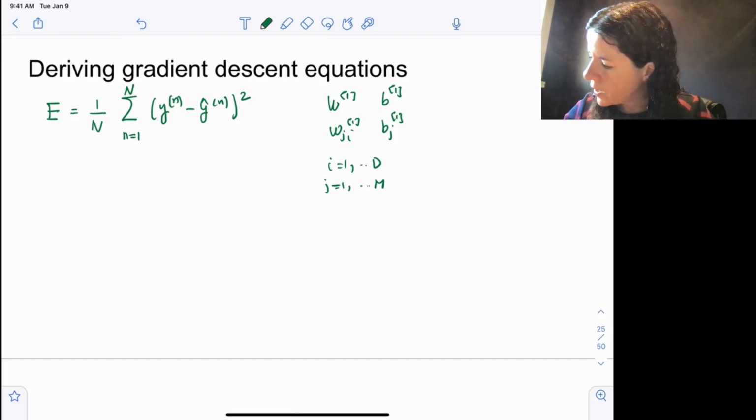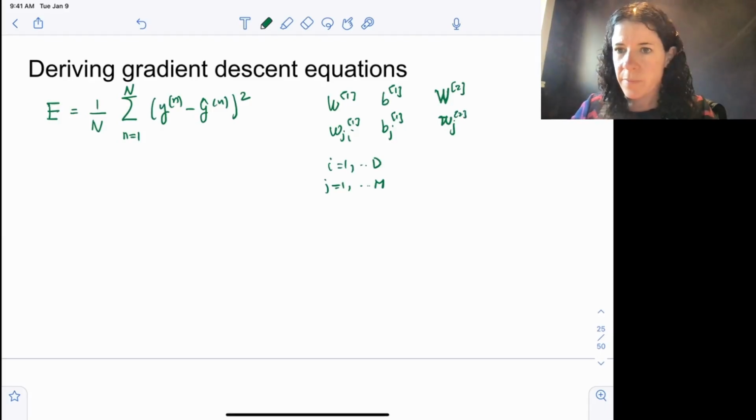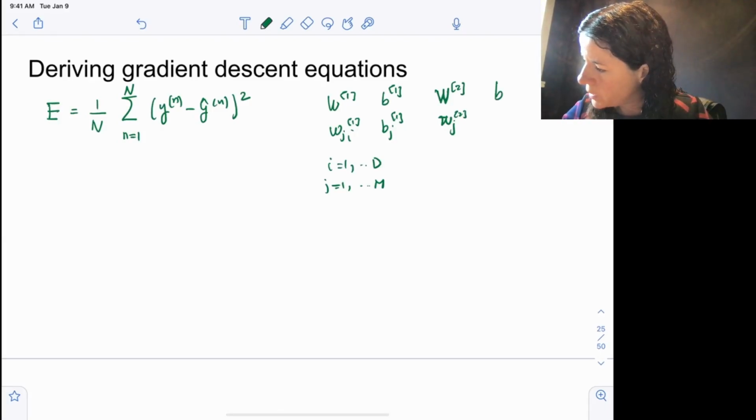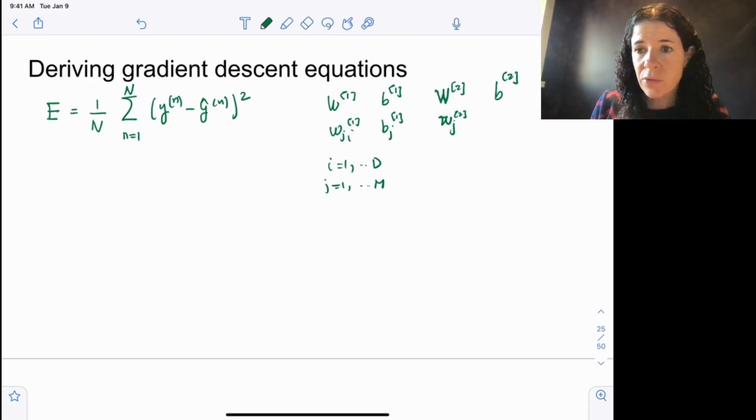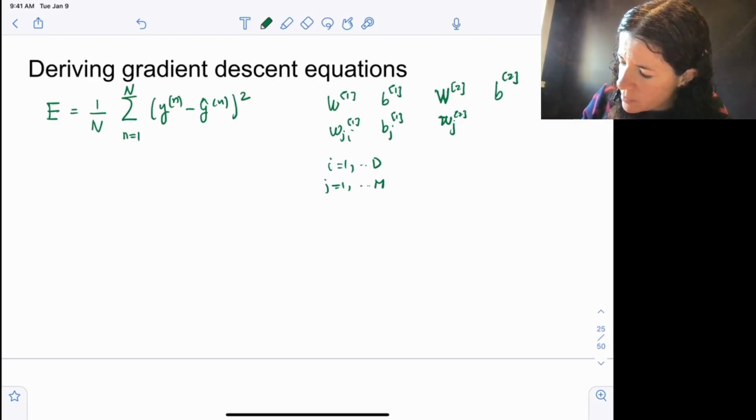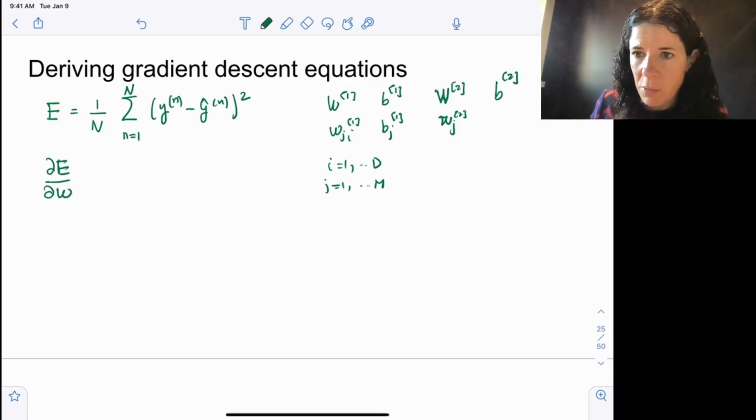Okay? And then we have W2, and these are capital W's, right? The elements we're going to call small-case w_j^2, okay? And then we have b2, which is just one number, okay? So we're going to have to take the derivative with respect to all these numbers. So let's think about this. Say we're going to take a derivative with respect to some kind of W, any W, right?